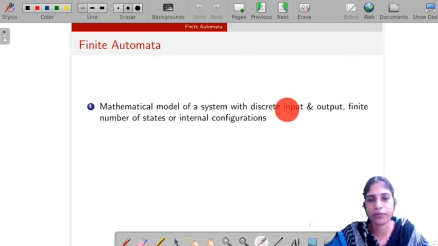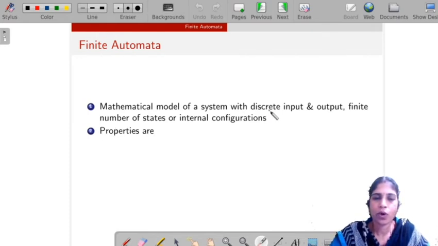That means input is finite, output is finite, and there is a transition from one state to another state. That is called the internal configurations. That means it depends on the present state and the current input symbol. It goes from one state to the next state. So that model is called the finite automata.